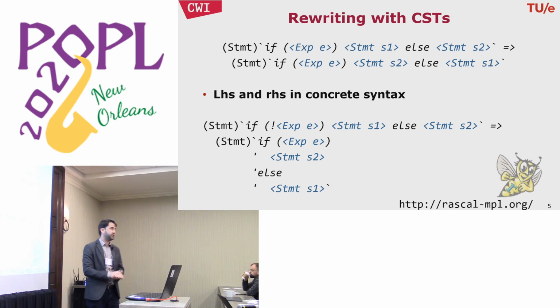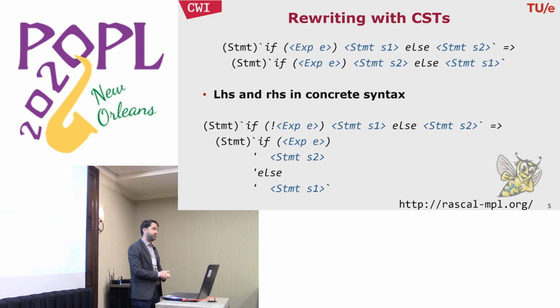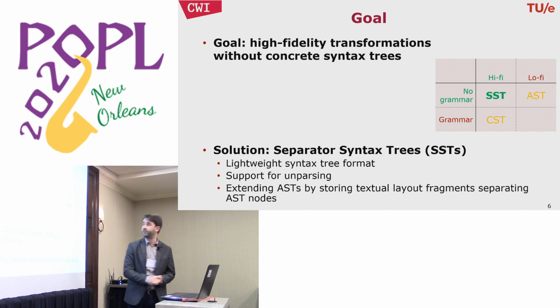But if you want to do this, you need to have a concrete grammar in Rascal, in this case, like I mentioned. And writing such a grammar is just very error-prone and very laborious. So our goal is that we want to be able to do high-fidelity code transformations without having to rely on concrete syntax patterns. And our solution is that we want to augment abstract syntax with strings that represent pieces of source code that are not really represented in abstract syntax.